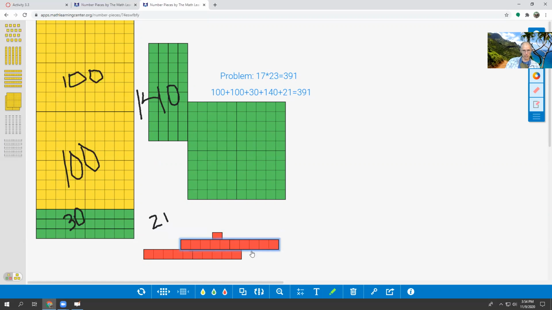10, 20, there's that one right there. Okay, so there's my 21 right there. But now I can see that I have 1, 2, 300s. That one right here, well, I guess I can't pull that off, is now over there by itself. And then I have 4 10s here, 3 10s there. So there's 7 10s plus 2 more 10s is 9 10s.